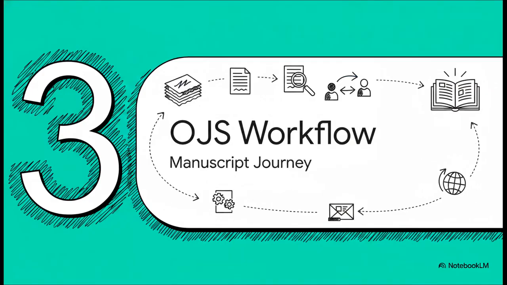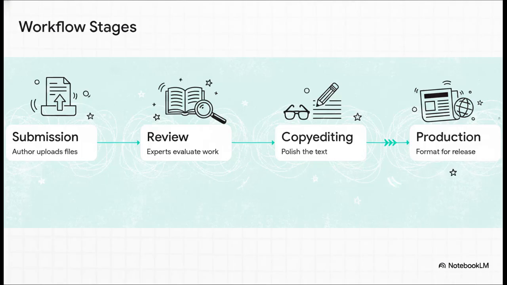Next up is Section 3, how the workflow operates. We're going to be tracing the manuscript journey. So how does a raw document actually become a published paper? OJS brilliantly manages a manuscript's entire journey on a single, unified platform through 4 distinct stages. It starts with submission, where the author uploads their files. Then it moves into peer review, where experts evaluate the work. Next up is the editorial decision and copy editing phase to really polish the text. And finally, publication, where the paper is formatted and released to the public.